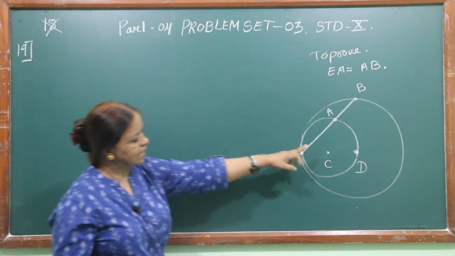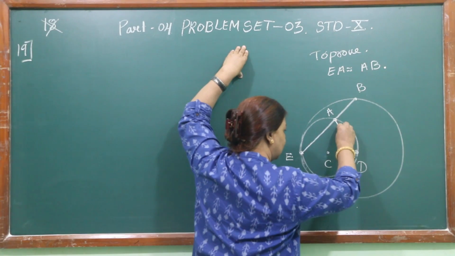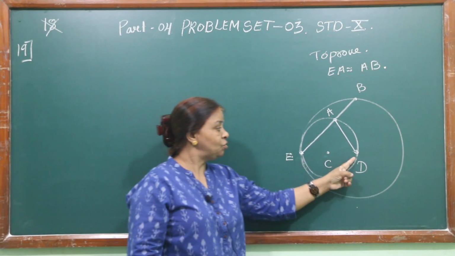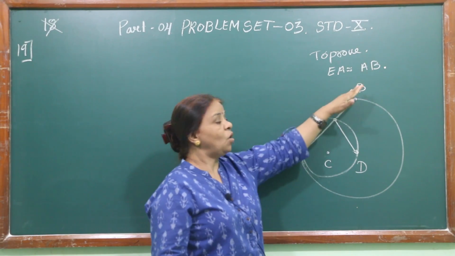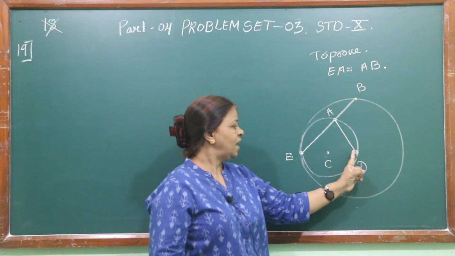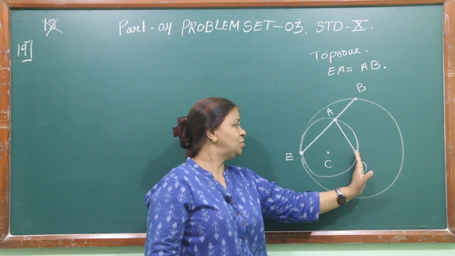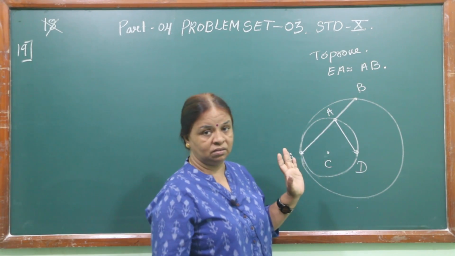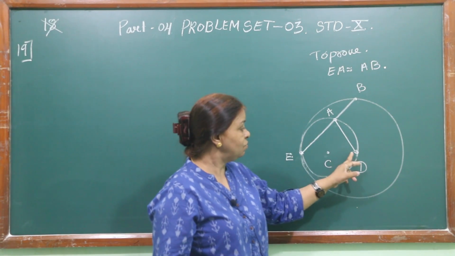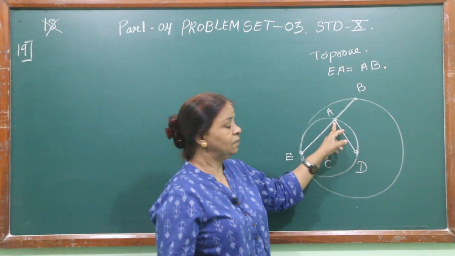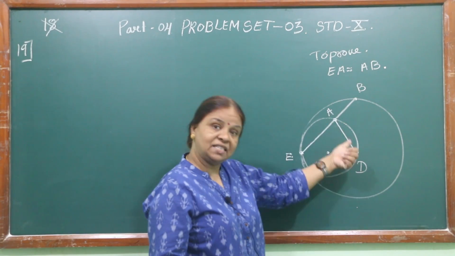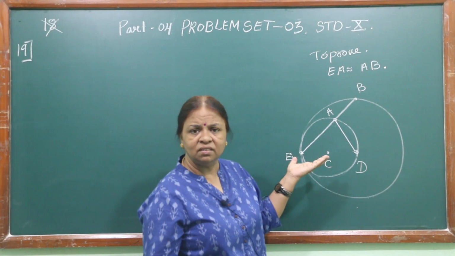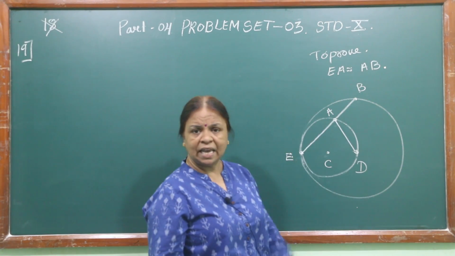So, this is the center, children. If I draw a line from here, you have learned the theorem in 9th standard. A line drawn from the center. See, EB is the chord of the larger circle and D is the center of the larger circle. If I draw a line perpendicular to the chord, it is going to bisect the chord. This is the theorem. A line drawn from the center perpendicular to the chord bisects the chord. It will divide the chord into two equal parts, and then we are done. Then we can say EA is equal to AB.